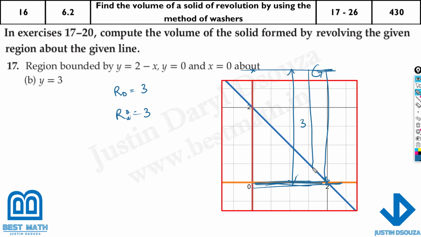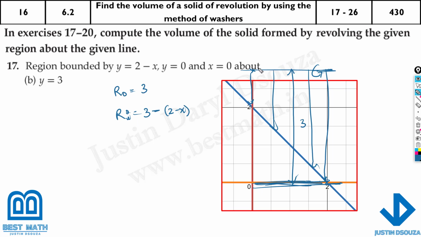But here, if you look, it is less than 3. Over here, it's less than 3. It is over here 2. So I can't write 3 or 2 or 3.5. I should write 3 minus this equation. What is that equation exactly? That is given as 2 minus x. So this is the thing, the outer radius and the inner radius. These two are very important.